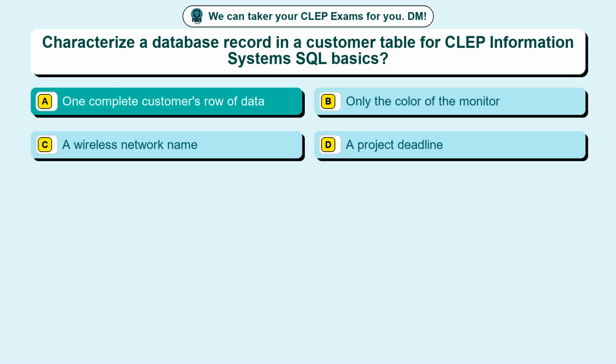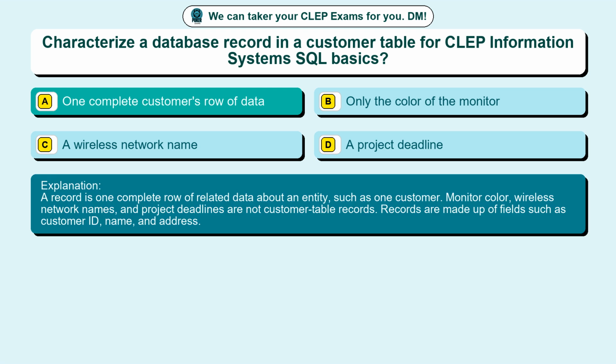The correct answer is option A. One complete customer's row of data. A record is one complete row of related data about an entity, such as one customer. Monitor color, wireless network names, and project deadlines are not customer table records. Records are made up of fields such as customer ID, name, and address.